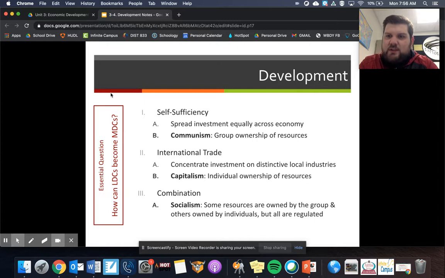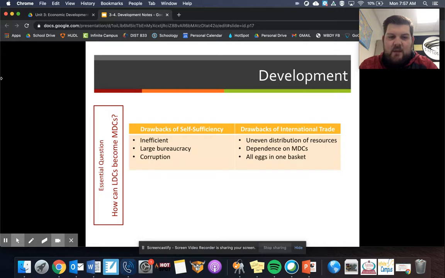You do need to know those bolded words and what each one means. Communism, group ownership. Capitalism, individual ownership. Socialism, kind of a combination of the two, but everything is regulated. You're going to take a look at these two separate ideologies a little later today in one of your activities. So here are the benefits and drawbacks of each.